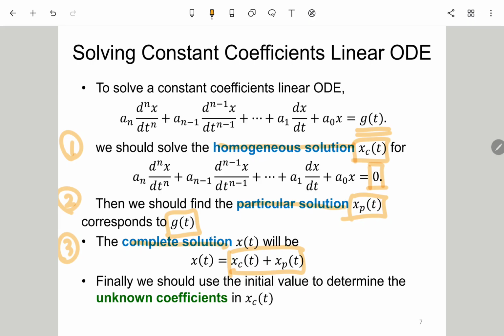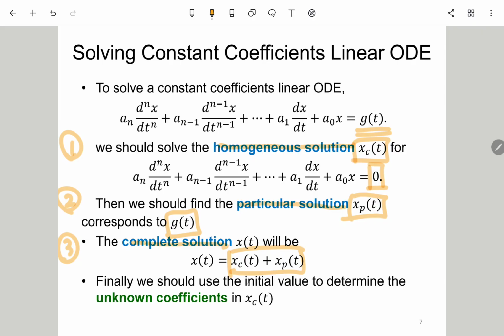So first step, make the right hand side 0 and then solve it. The second step, according to the specific g of t or the combination of some specific functions, you try to guess the solution corresponding to the specific functions, and then you will be able to solve for the undetermined coefficients of the particular solution. And then finally, you add them together. Then it will be the complete solution.